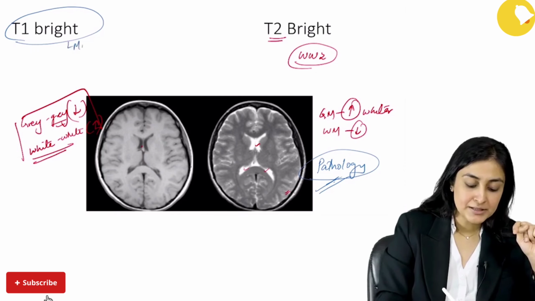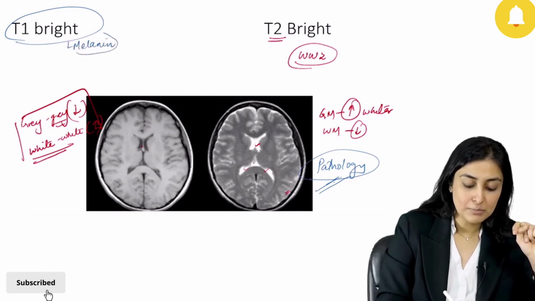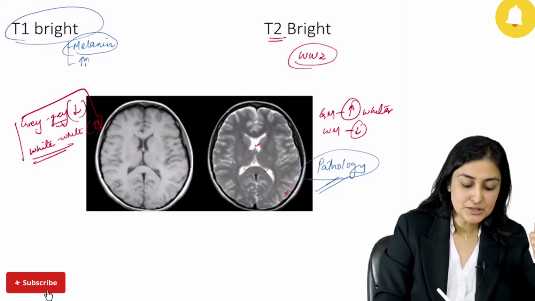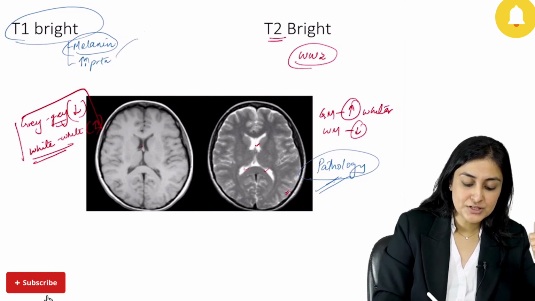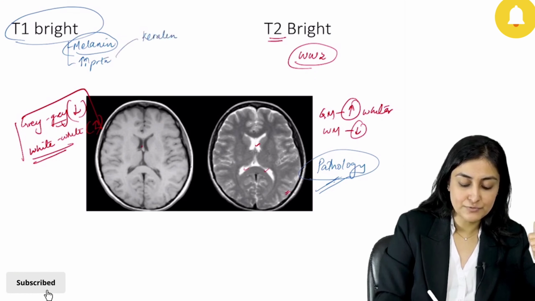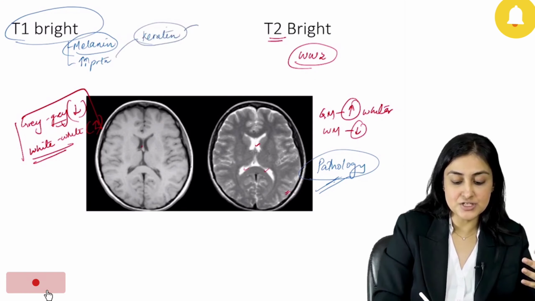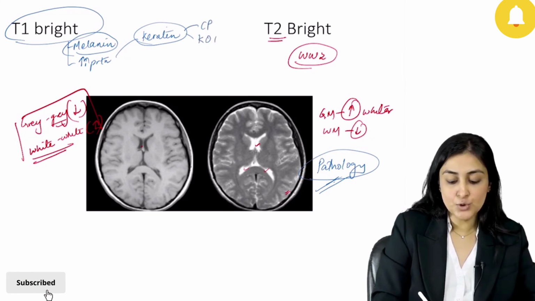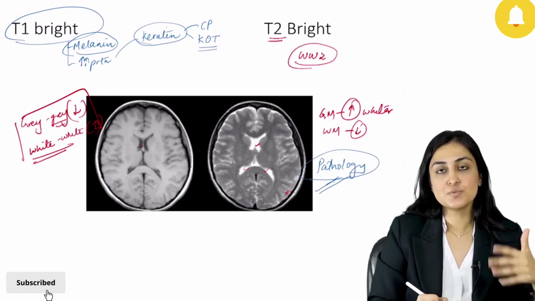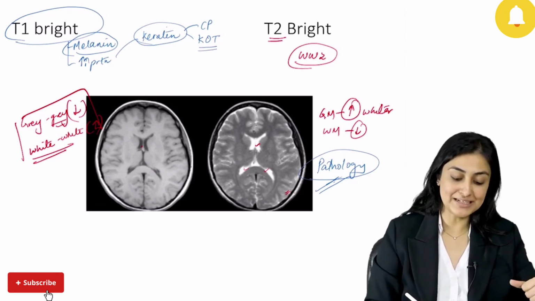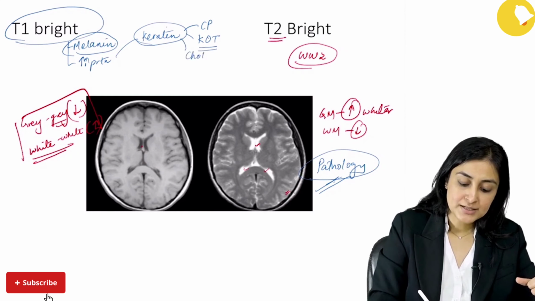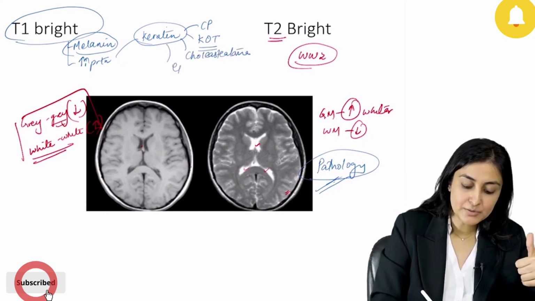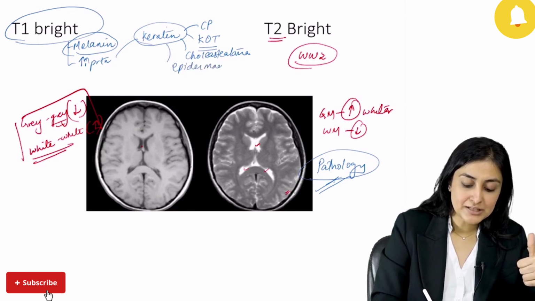First thing, melanin. Remember, melanin and hence all melanomas will be T1 bright. Anything which is very rich in protein, like keratin. So when you have keratin-containing lesions like craniopharyngioma, or keratocystic odontogenic tumors in the jaws, which are called KOTs, they will also be T1 hyperintense. Cholesteatoma again will be T1 hyperintense. Epidermoid cyst again will be T1 hyperintense.